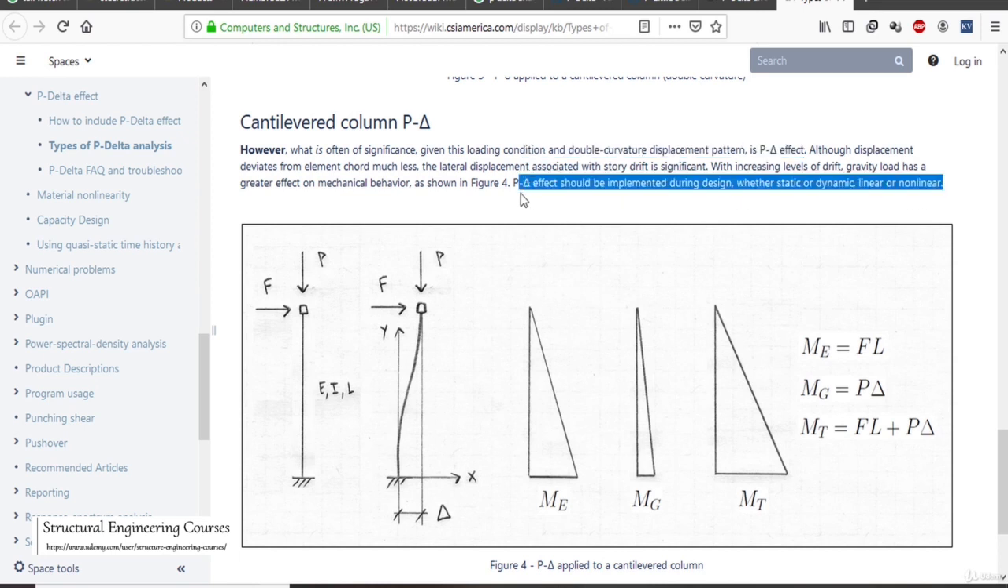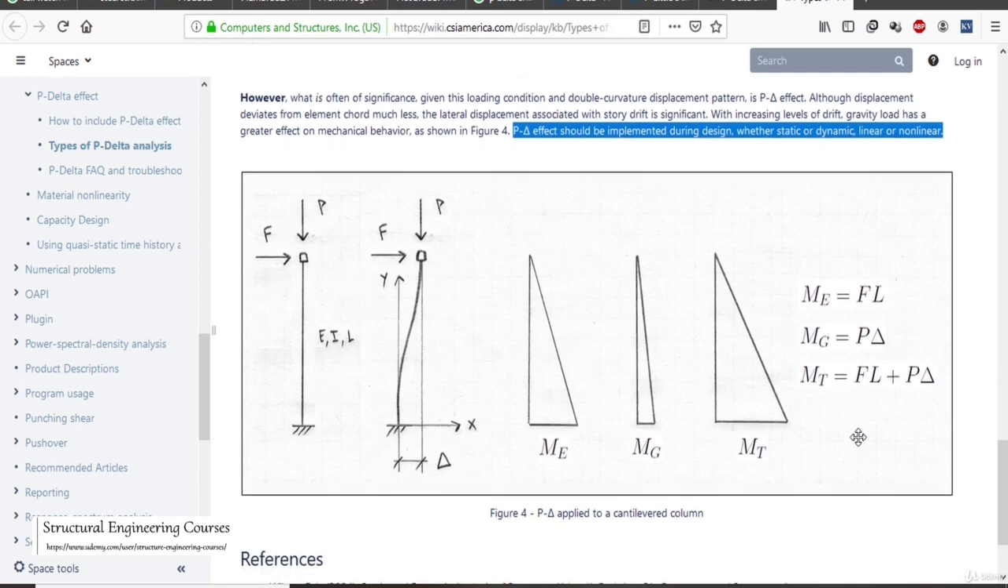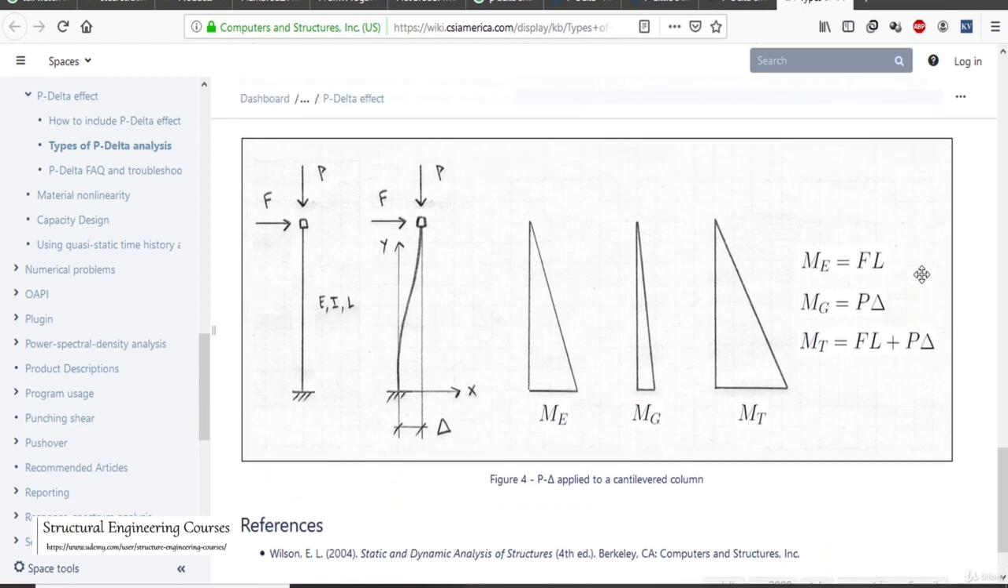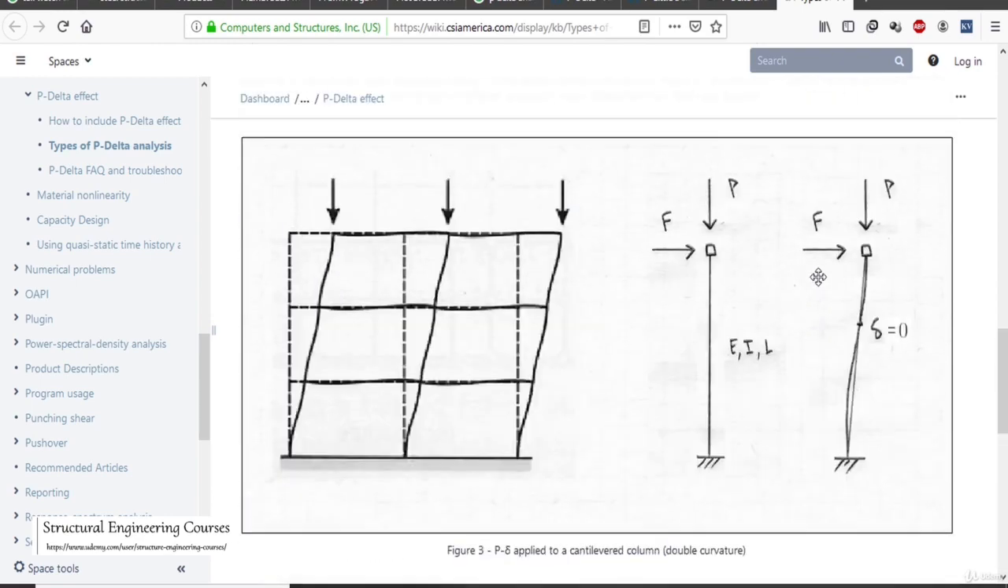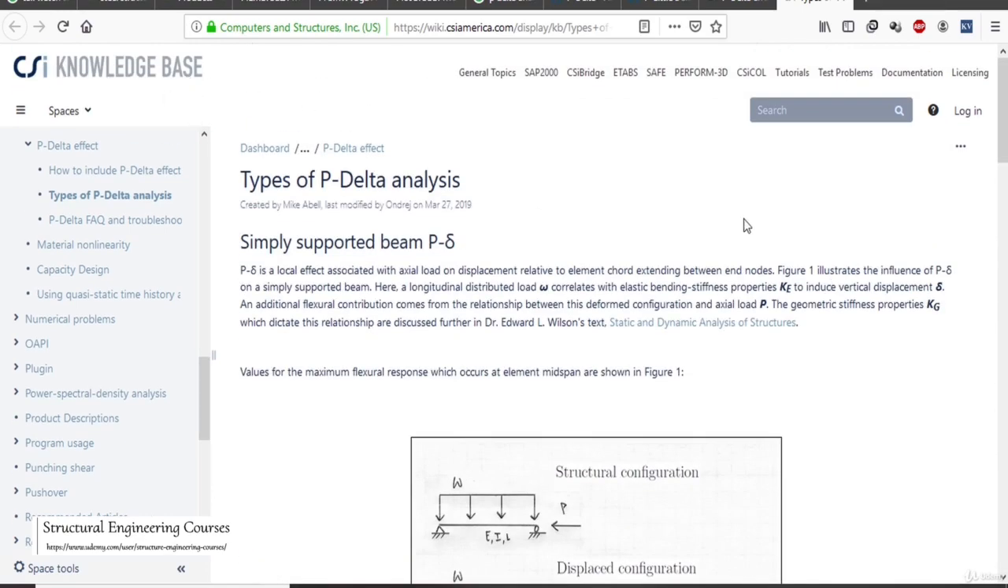This is the final conclusion that the ETABS people are recommending: when we are designing either static or dynamic, linear or non-linear, for precise analysis, P delta effect should always be implemented. This is again simple math, F into L plus P into the delta value. So the total bending moment is nothing but F into L plus P into delta. This was a very good article written by the CSI knowledge base.